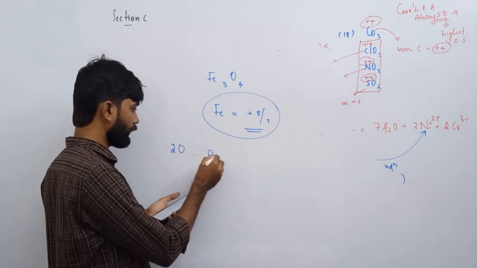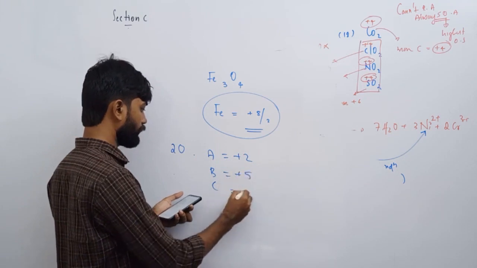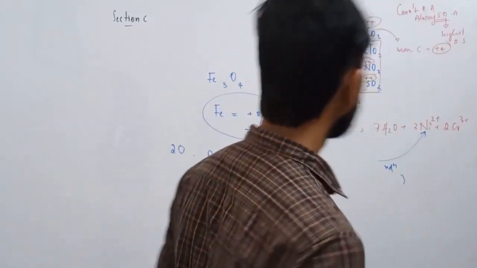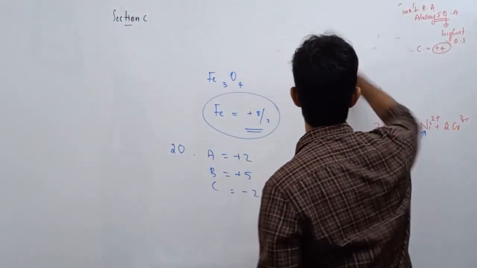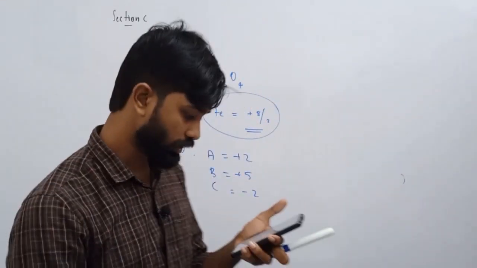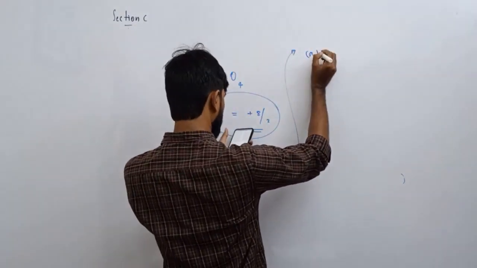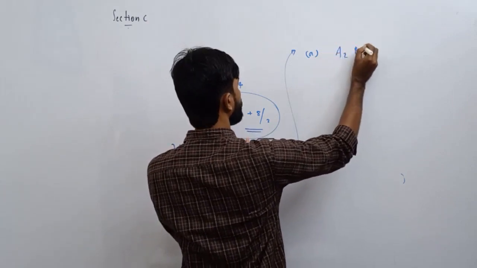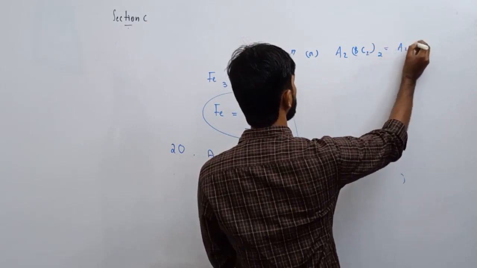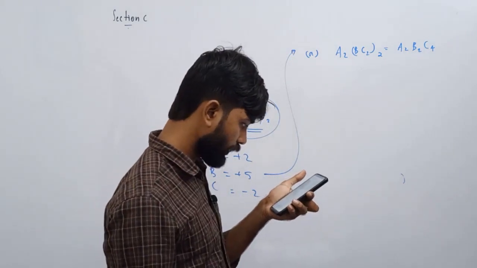Question number 20. Oxidation states of A, B, C are plus 2, plus 5, minus 2 respectively. Then the possible formula. It is very easy but may consume more time. The individual oxidation states are given. You are asked to design the formula of the compound. What about the first option, A2BC2 twice, which is A2B2C4, right? Yes, is it okay?